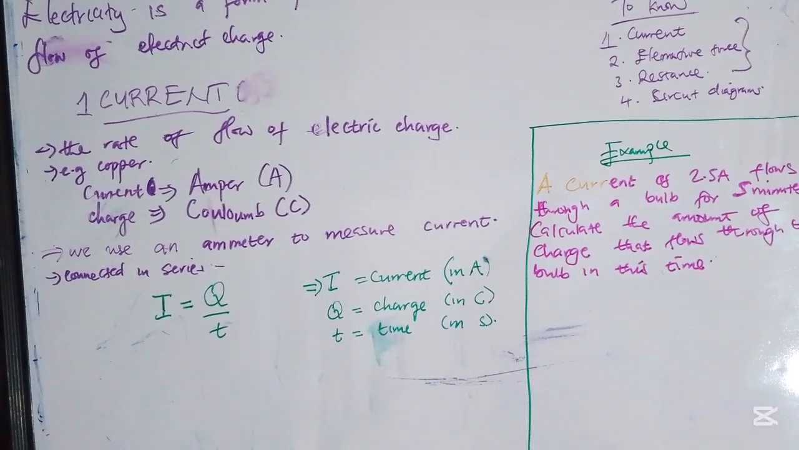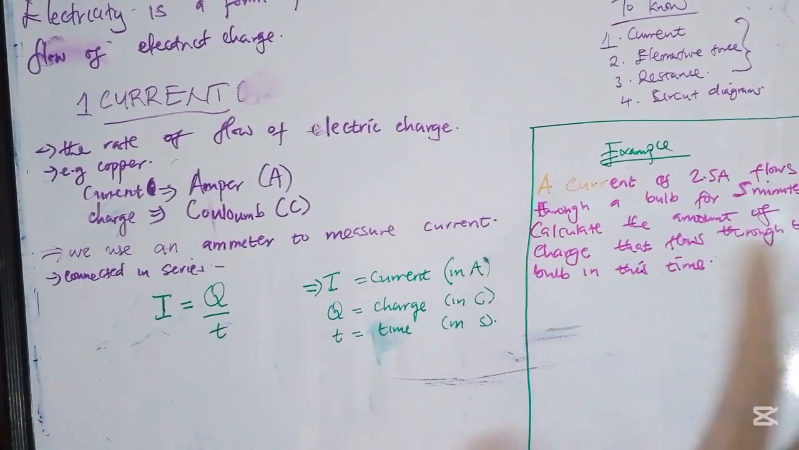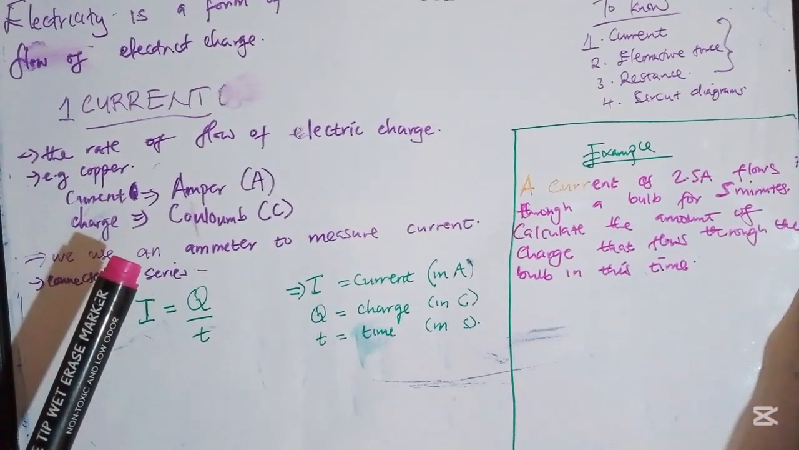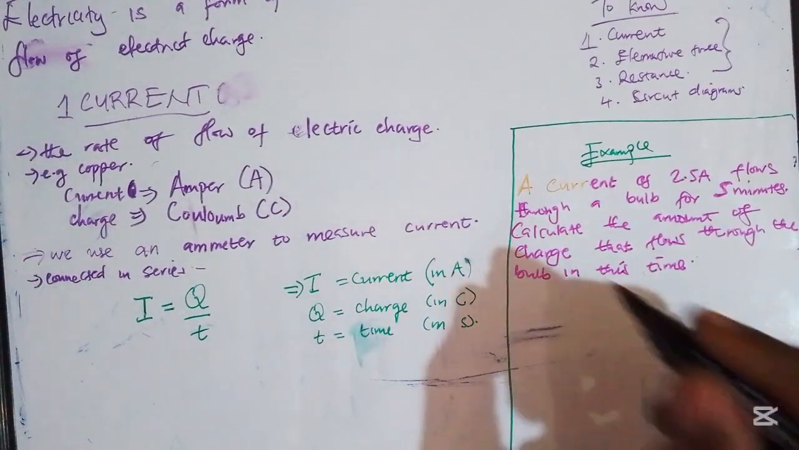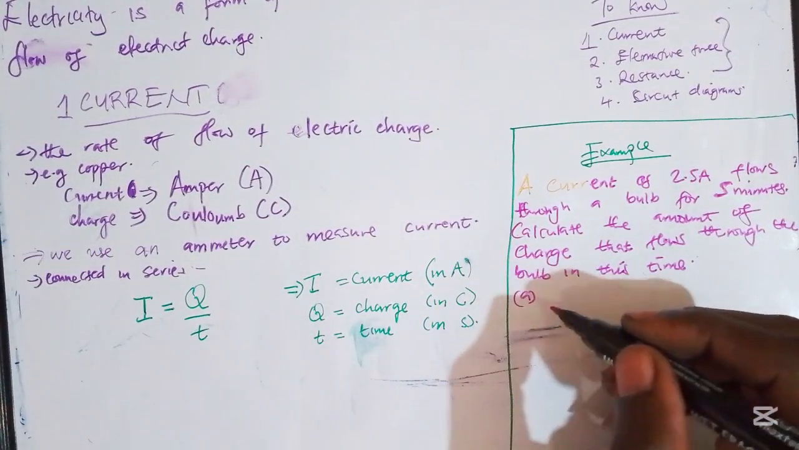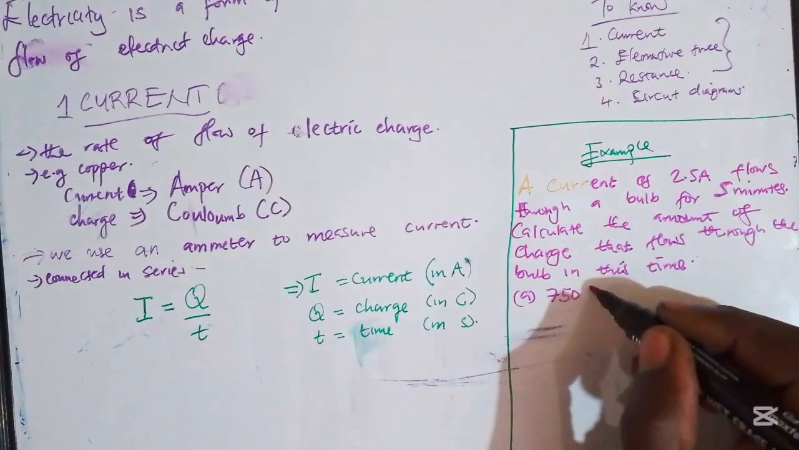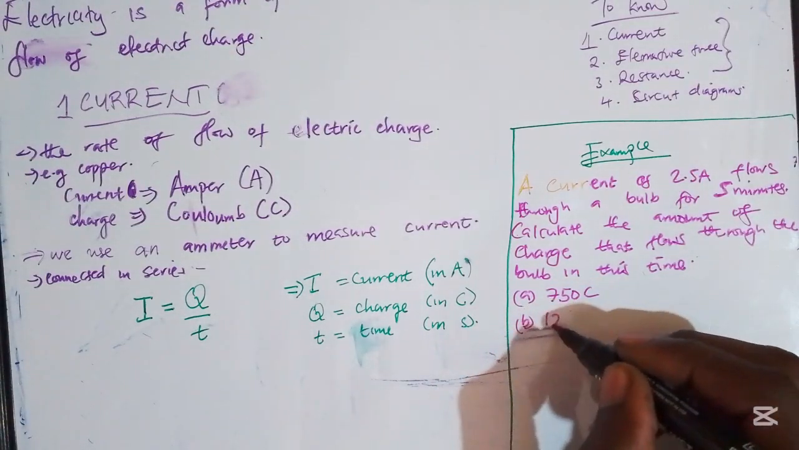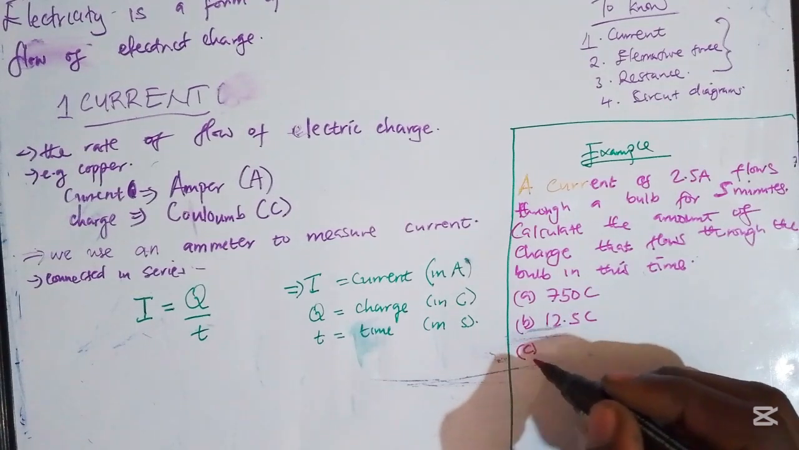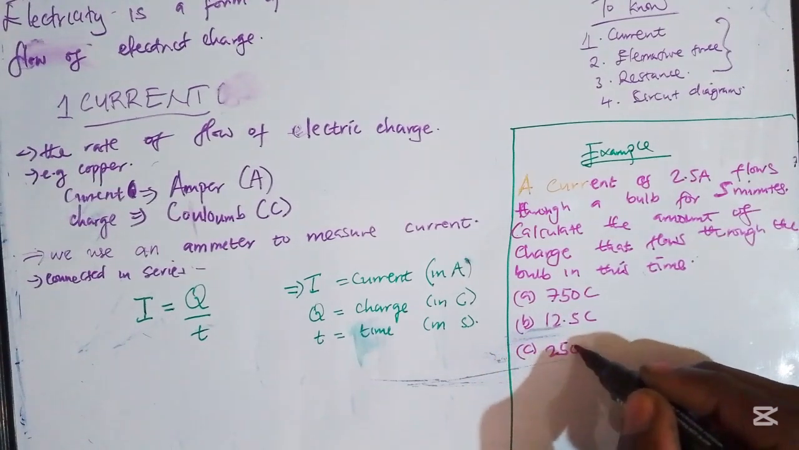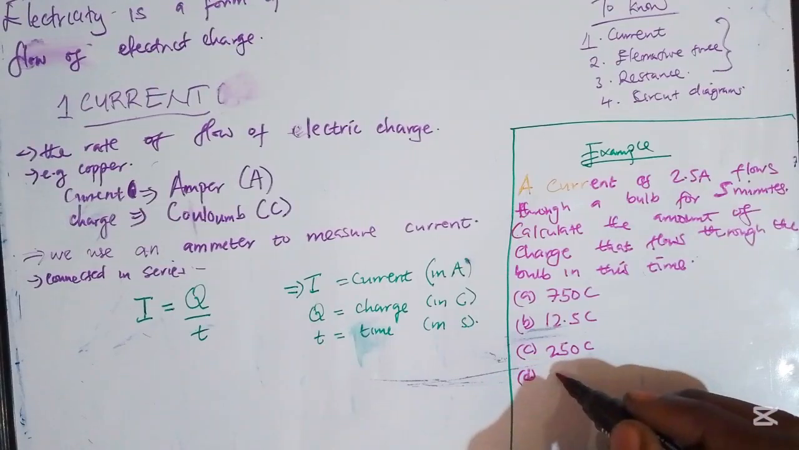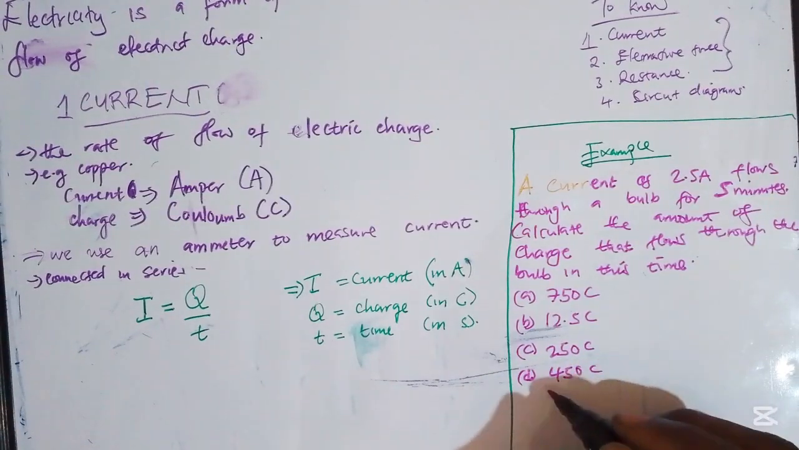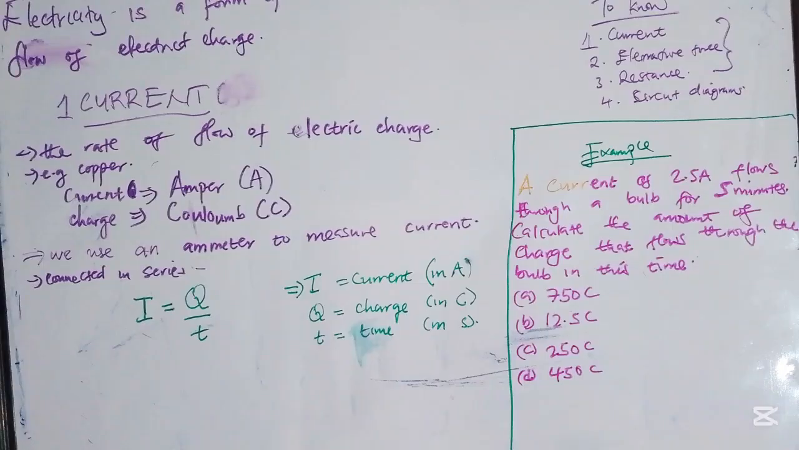So the question is asking us to calculate the charge which flows through a bulb in 5 minutes. So imagine this came in your section A, which is what? Multiple choice. So you can have answers like A, 750 coulomb. B, 12.5 coulomb. Then C, 250 coulomb. Then D, let's just put, 450 coulomb. Then they have asked you now to calculate the charge.